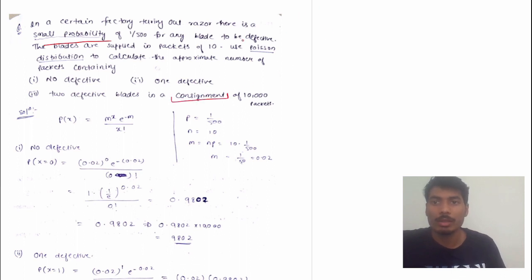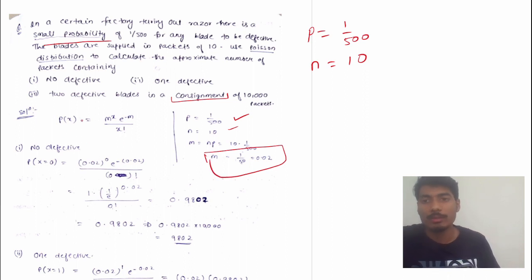Now see here, they give p equal to 1 by 500, and n is 10, the number of trials. So mean m equal to np, 10 into 1 by 500, which is 1 by 50, so mean equal to 0.2. Now we use Poisson distribution. What is the Poisson distribution formula? P(x) equal to m^x e^(-m) by x factorial.